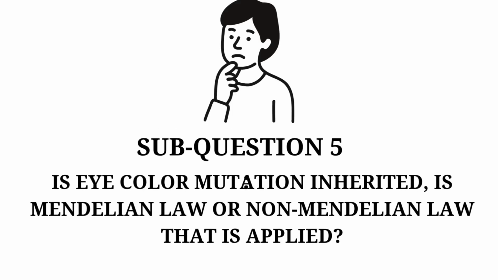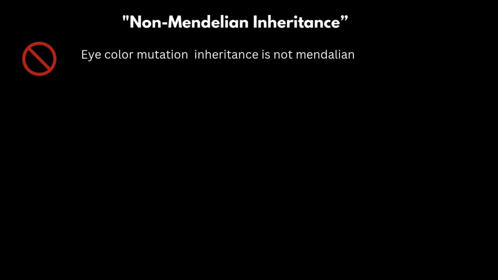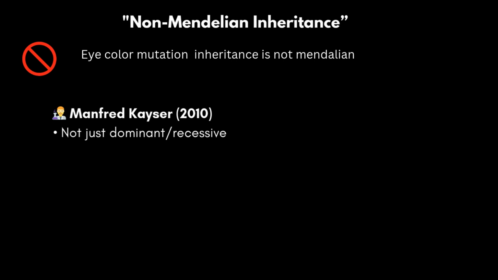This is going to be the closing question. What about inheritance? Is eye color mutation inherited? And is it Mendelian law or non-Mendelian law that is applied? Firstly, this is not as you think it is. I know you think that this is Mendelian law, but guess what? This is non-Mendelian law. Though in our science classes, we introduce eye color as a simple trait, where for example brown eye color is dominant and blue eye color is recessive.